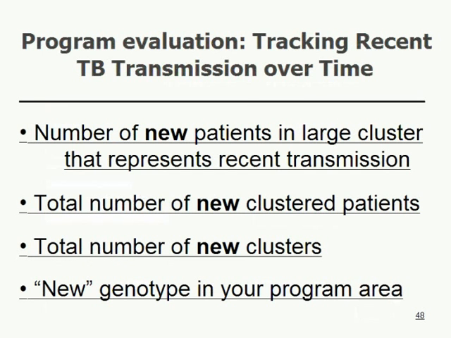And then finally, I just want to review quickly how we can use TB genotyping for program evaluation. We can track recent TB transmission over time by looking at the number of new patients in a large cluster, looking at the total number of new clustered patients or the proportions of new clustered patients, and the total number of new clusters. If we see a new genotype in our program area and two people have that organism and we haven't seen it before, it's highly likely the transmission occurred between those two people, which we only can know once we investigate that cluster.